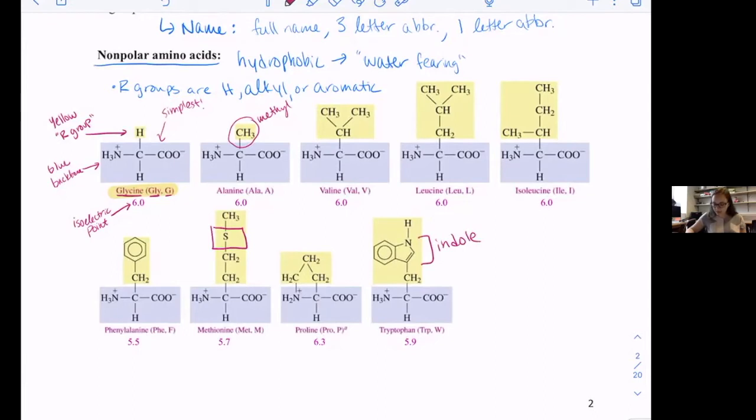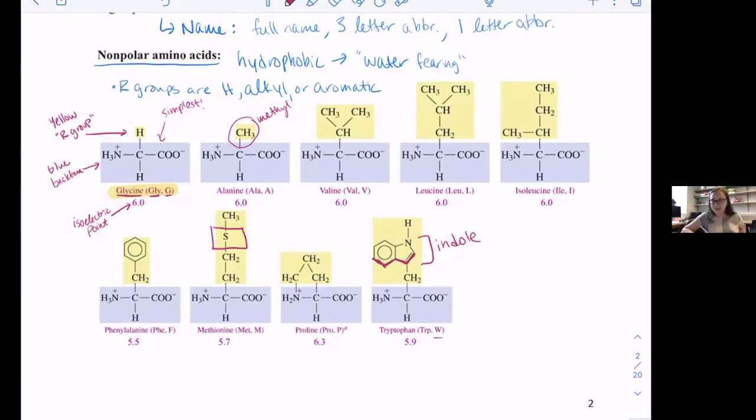I like to remember this one's W. This is a little weird, but if you're going to try and remember all of these structures, tryptophan has a symbol of W for some reason. I don't fully understand why, but if you look, you can see that there's a W in the structure. So that's how I remember it.